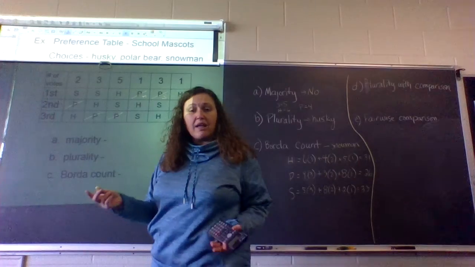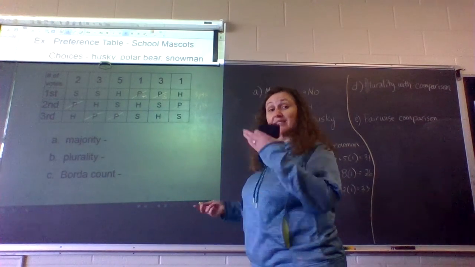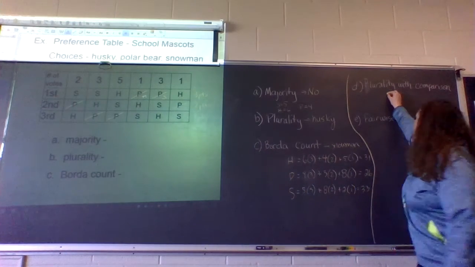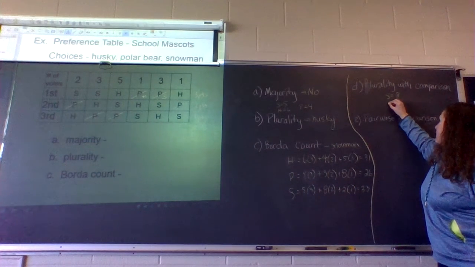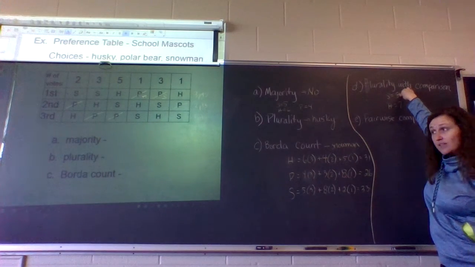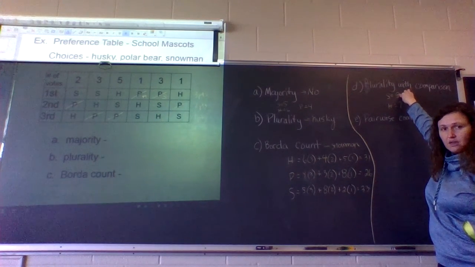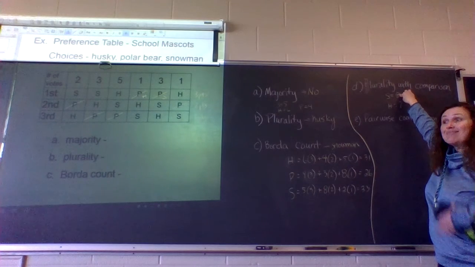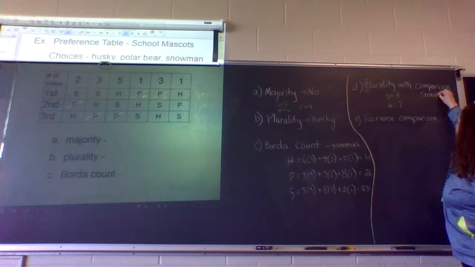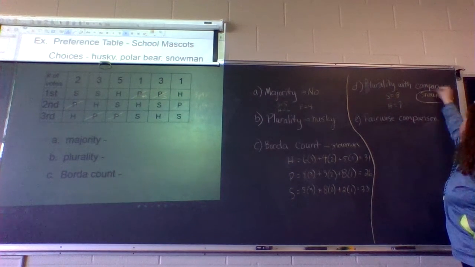So for plurality with comparison, okay, when we get to 8, is 8 a majority? So Snowman wins. See, what happens is Snowman gets 8, Husky's got 7. Okay, so Snowman now wins instead of Husky. Okay, was it a majority? Yes. So that makes Snowman the winner for this one.